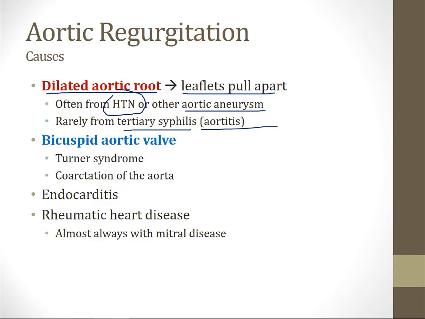regurgitation. Earlier I told you that patients with bicuspid aortic valves often develop aortic stenosis. They can also develop aortic regurgitation, and by way of review, bicuspid aortic valves are commonly seen among patients who have Turner syndrome. They're also more common among patients who have coarctation of the aorta. Anytime a valve develops endocarditis, after the endocarditis resolves or during the active infection, patients can develop a leaky valve. So aortic valve endocarditis can lead to aortic regurgitation. And then rheumatic heart disease can rarely cause aortic regurgitation. This almost always occurs together with mitral valve disease.